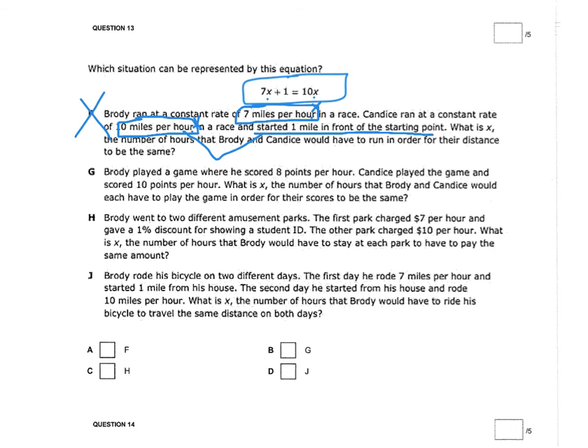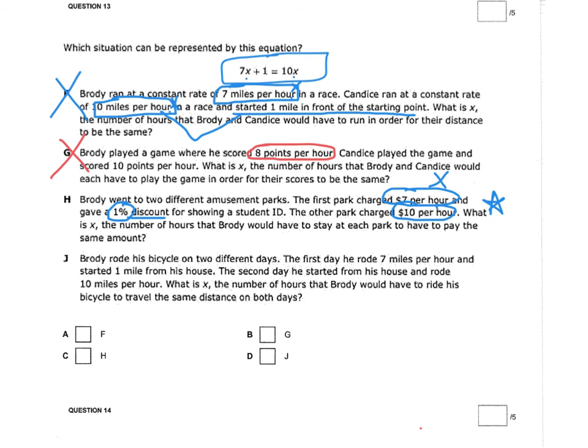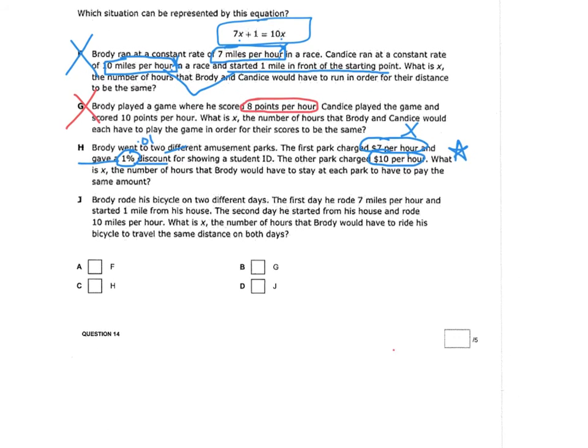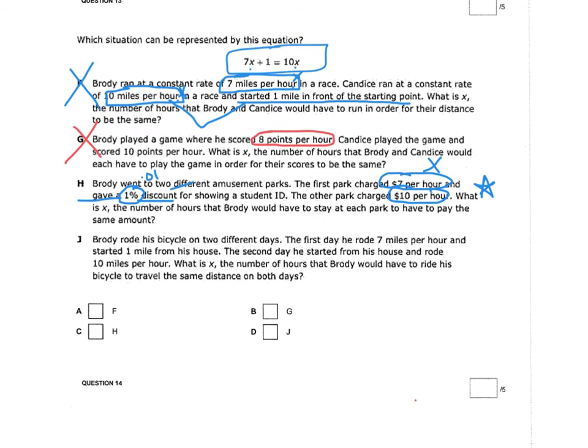G, Brody played a game where he scored 8 points per hour. Okay, we don't have 8 in our equation. Brody went to 2 different amusement parks. The first park charged $7 per hour, so that would have an X, and gave a 1% discount for showing a student ID. The other park charged $10 per hour. What is X, the number of hours? I'm going to put a star, but I don't think this is right. First of all, 1% would be written as 0.01, not 1. And if it's a discount, that would mean you're subtracting. So let's check J, because hopefully that one's better.